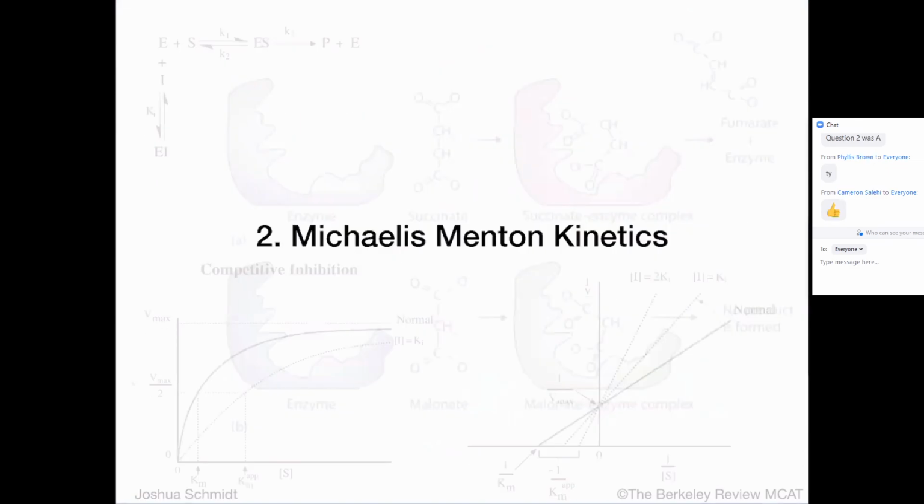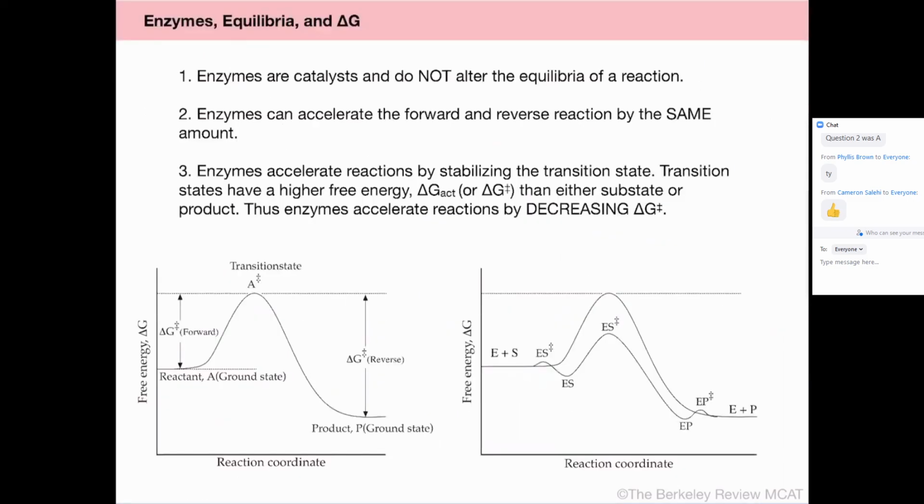Okay. Let's transition now into Michaelis-Menten kinetics. We're going to go back to the very first slide of the lecture. So now that we know what delta G is, we can start talking about enzyme catalysis. Again, enzymes do not alter the equilibria. They can accelerate the forward and reverse reactions, and they do this by stabilizing the transition state, so it can actually lower the activation energy. And with enzymes, we care about the rate of the reaction. We care about the kinetics.